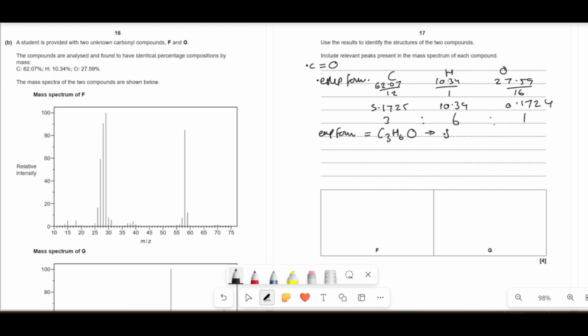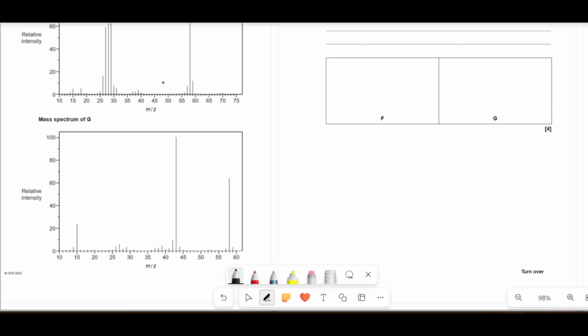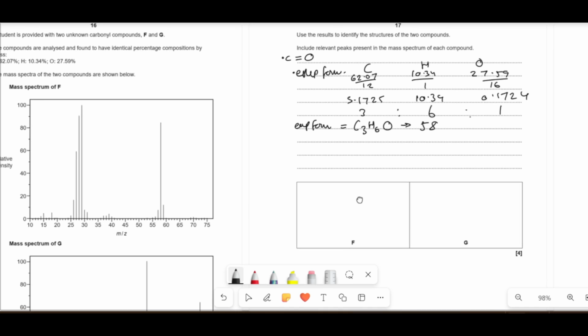And that gives you 58. So look at the mass spectra and see if they match. You've got the biggest peak here at about 58, and then here it's 58. So that must be in the molecular formula as well. So the molecular formula is also this.